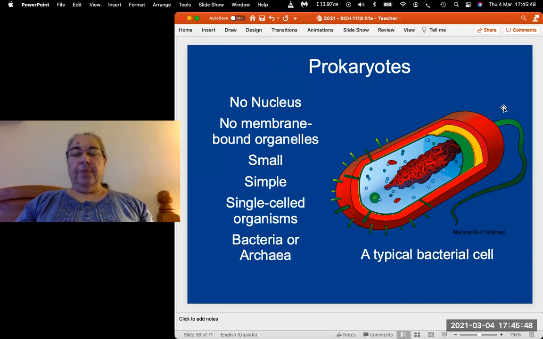So prokaryotes have no nucleus and no membrane-bound organelles. They tend to be small cells and simple cells. They're single-celled organisms, either bacteria or archaea.